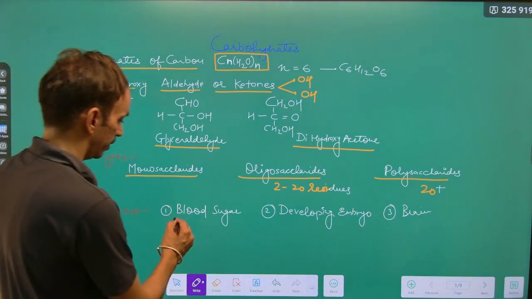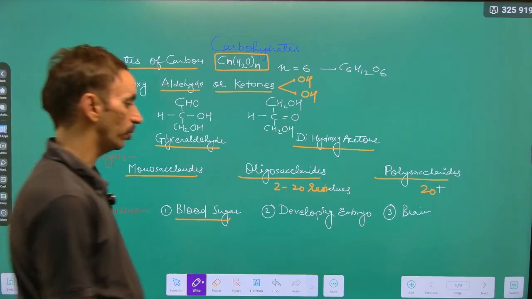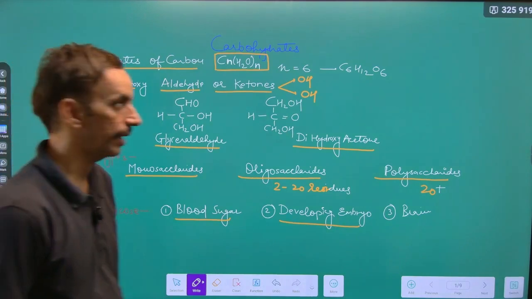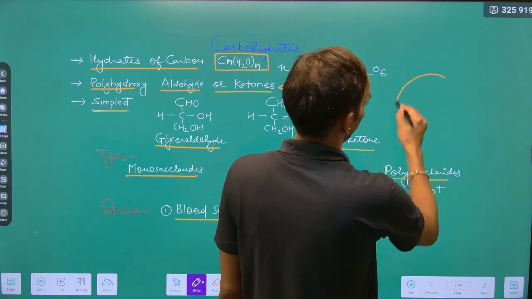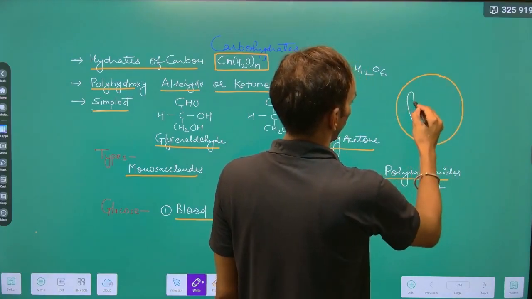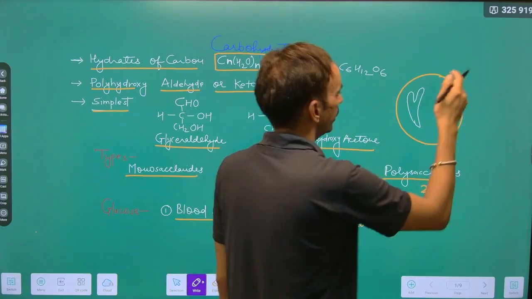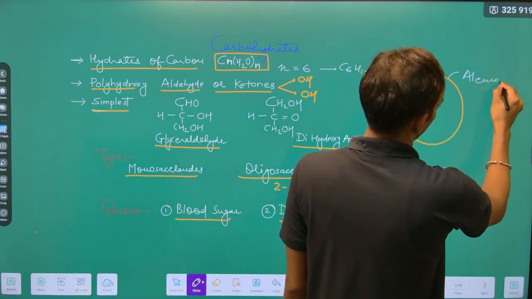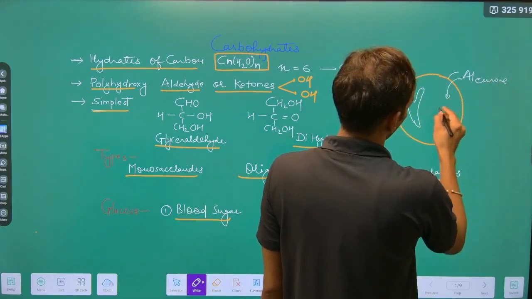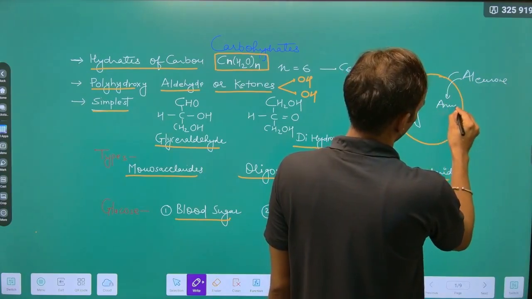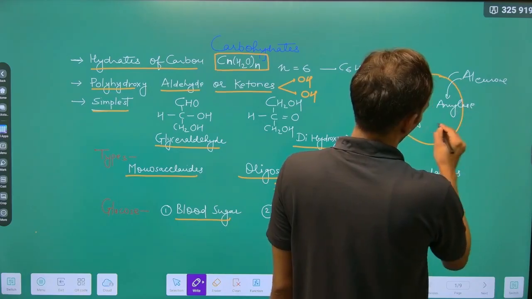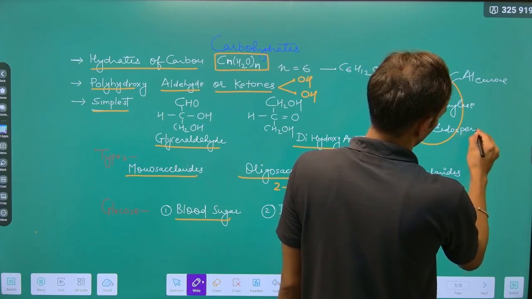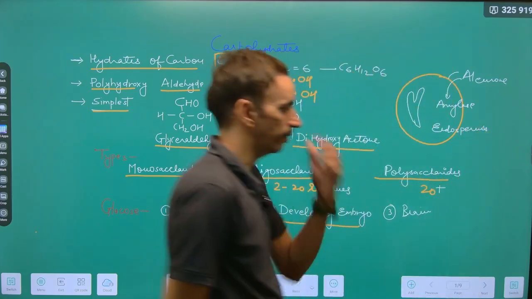Glucose is the blood sugar. It is the main source of energy for the developing embryo in plants. In plants, during embryo development, there is a layer called the aleurone. It releases an enzyme known as amylase. There is an endosperm structure that provides nourishment to the developing embryo.